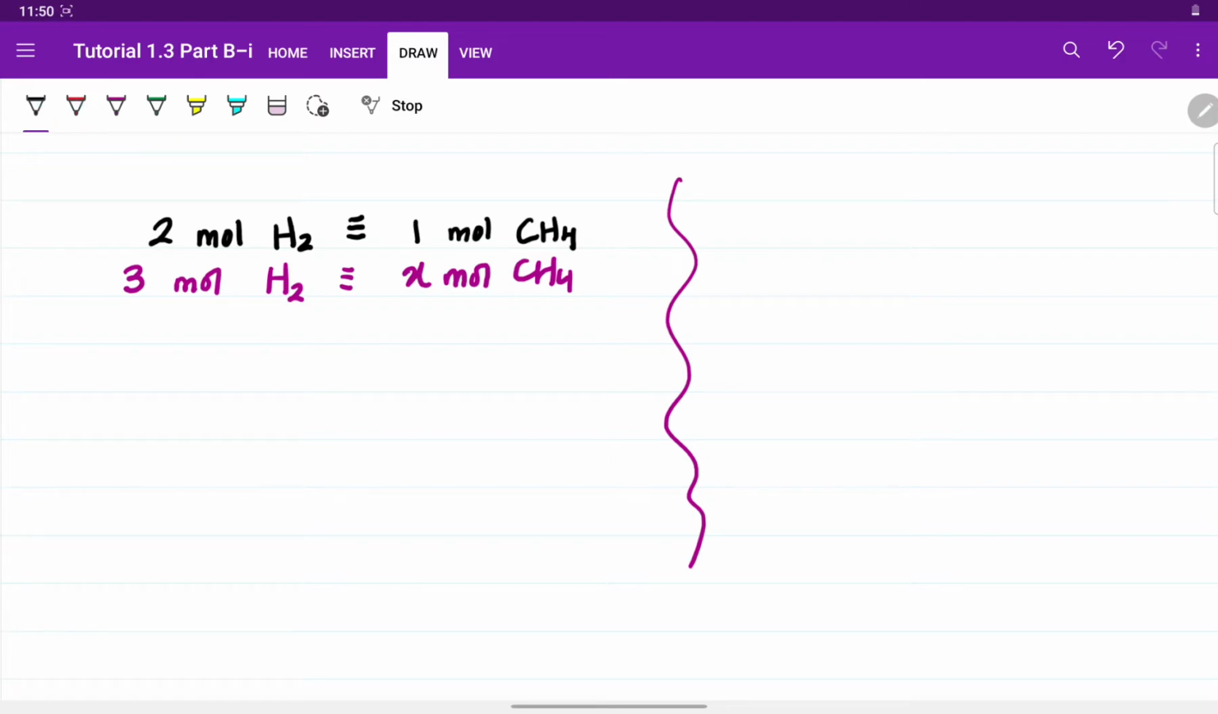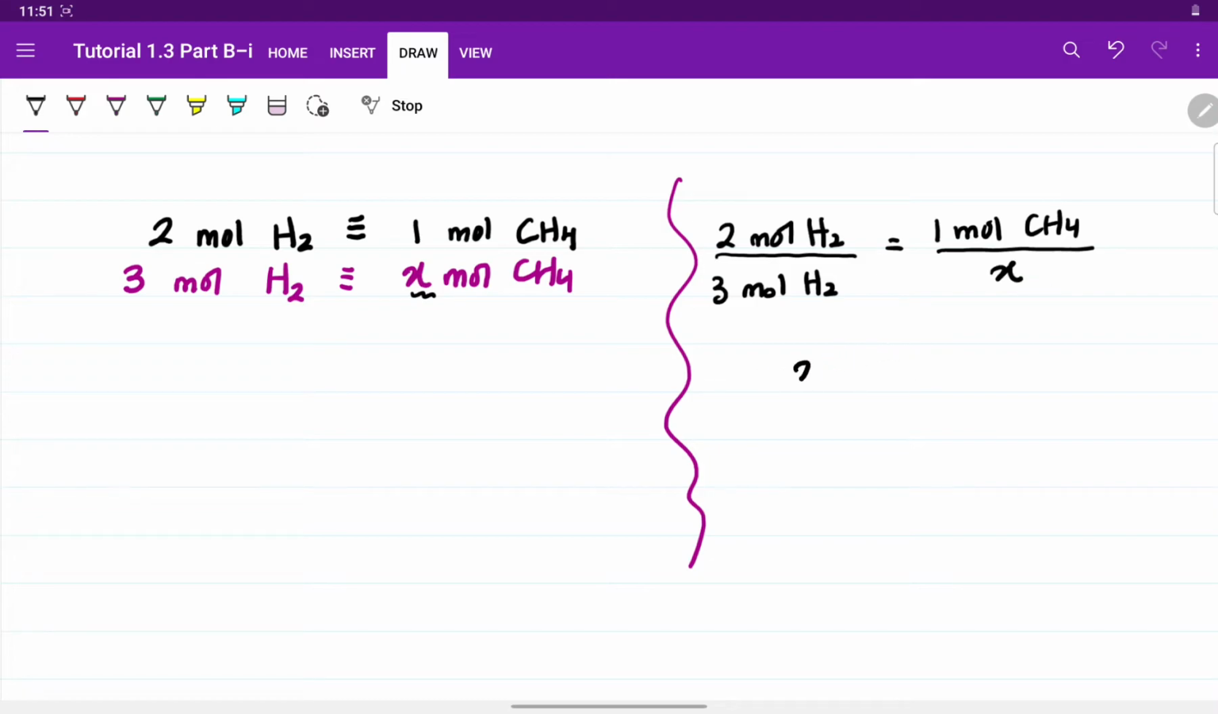Okay, so kita ada tadi 2 mole H2 over 3 mole H2 sama dengan 1 mole CH4, dan ni tadi saya letak dia sebagai X sahaja. So, we're going to find what is the value of X. So, rearrange. So, X sama dengan 1 mole CH4 times 3 mole H2 over 2 mole H2.